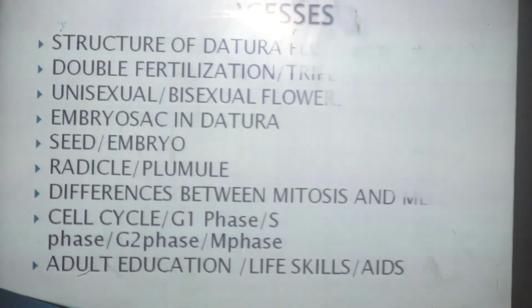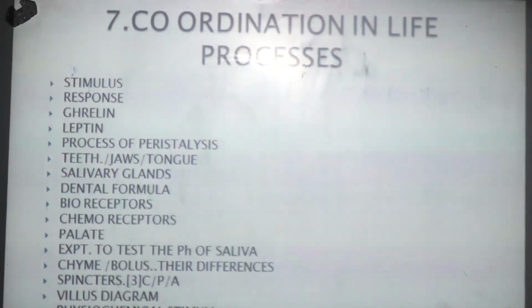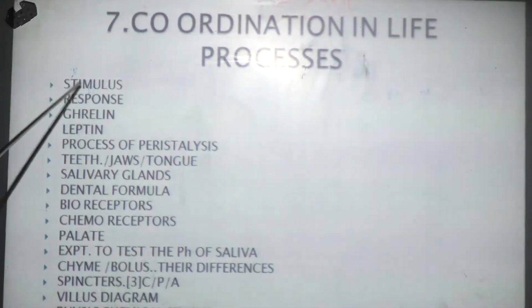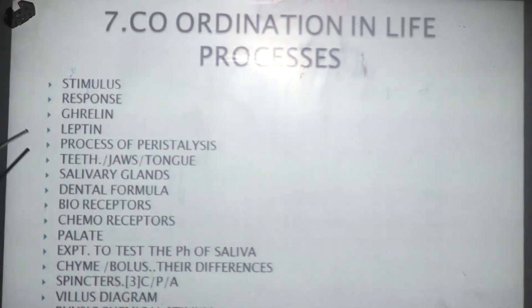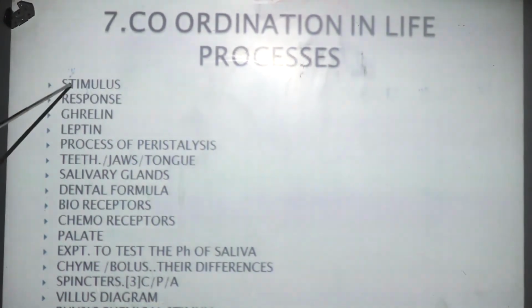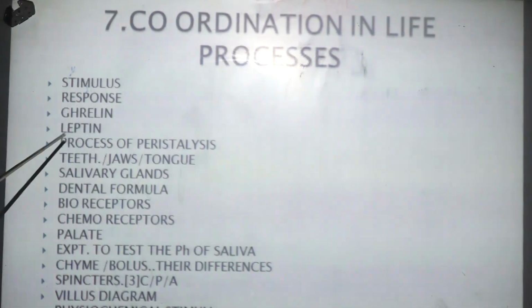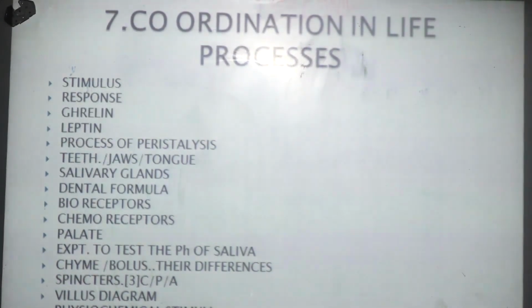Then let me move to the next chapter: Coordination in life processes. Already in the last coordination chapter, we know what is stimulus. Here also the same things are there. Stimulus and response. And ghrelin, what is the function of ghrelin? Leptin, what is the function of leptin? And what is the difference between ghrelin and leptin? Like that also you can expect.